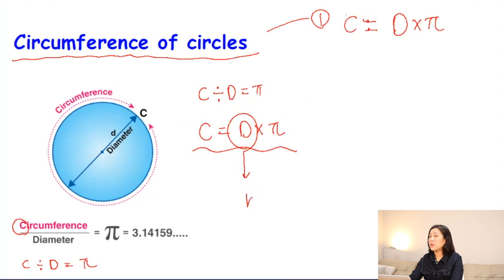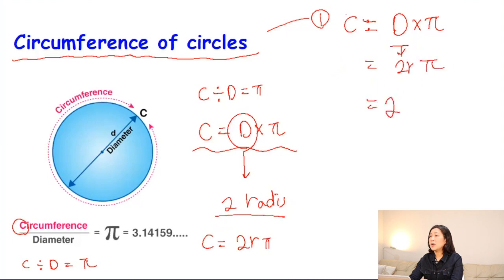Another thing we can notice is that diameter is 2 lots of radius, right? So, radius, I've got the wrong spelling here. Instead of D, we can say 2r. So 2r times pi. Another formula we can get from this one is 2 pi r, the formula for the circumference of a circle, and this is really important.